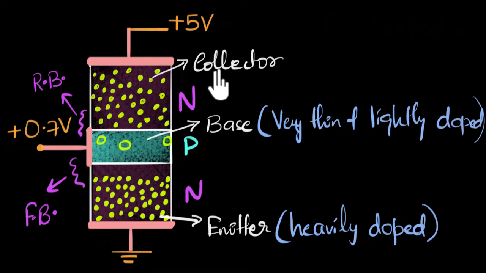Okay, now what about the collector? Well, if you think about it, the collector doping doesn't really matter for us, right? I mean, look at in our amplification, what matters is how many electrons get injected, and that depends upon the doping of the emitter, and how many electrons recombine.